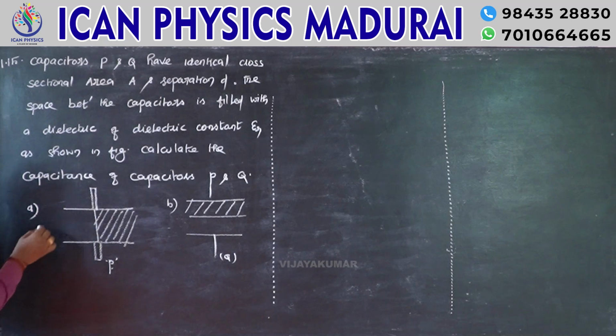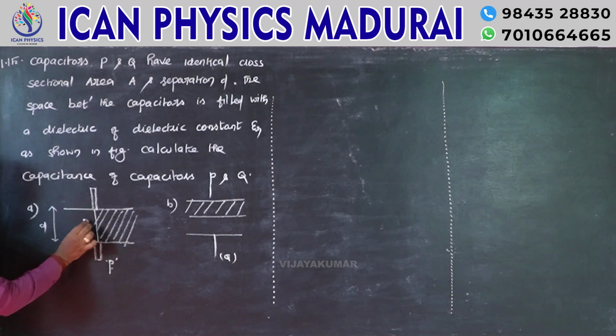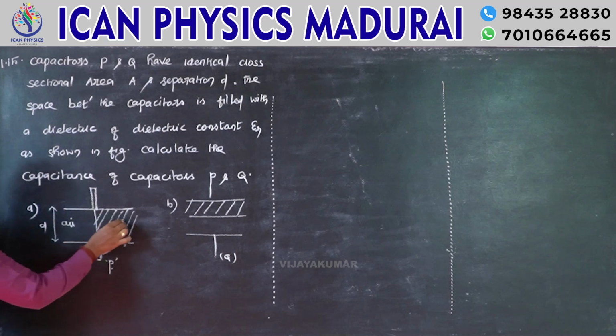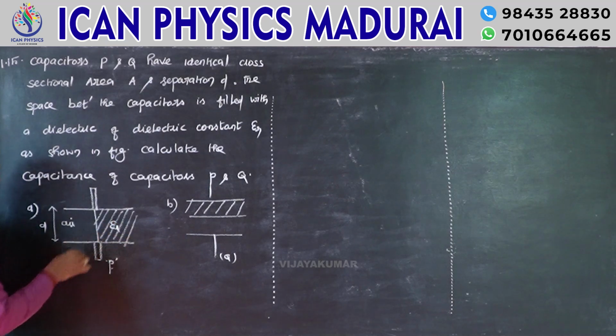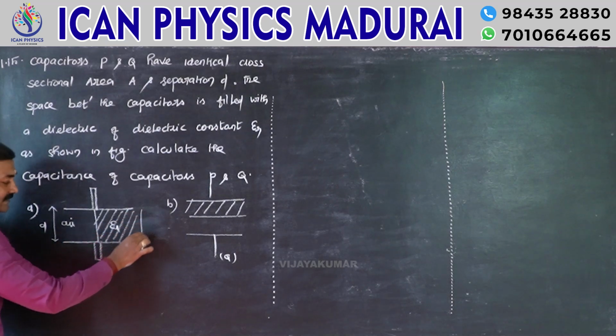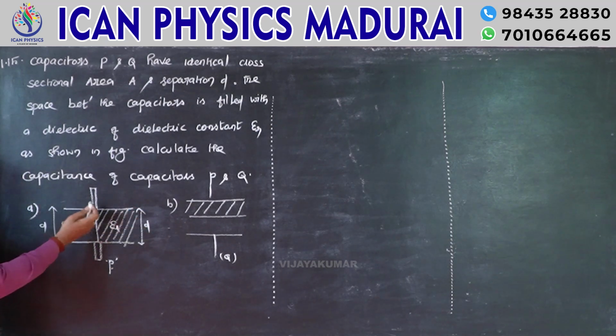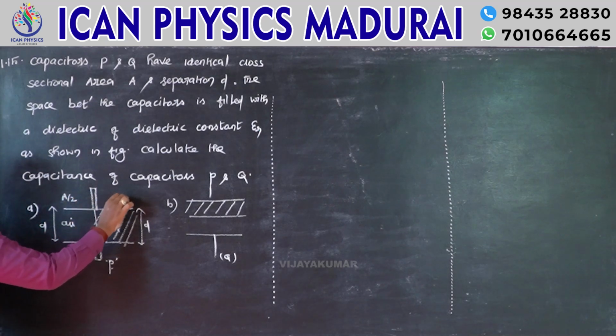Now the distance between the two plates is D. Now look at this side. This side is nothing, so it is filled with air. So the distance of the air gap is D. Here it is a dielectric of constant epsilon R, and its distance is also the same. But what happened to the area? The area becomes half, so it becomes A by 2.